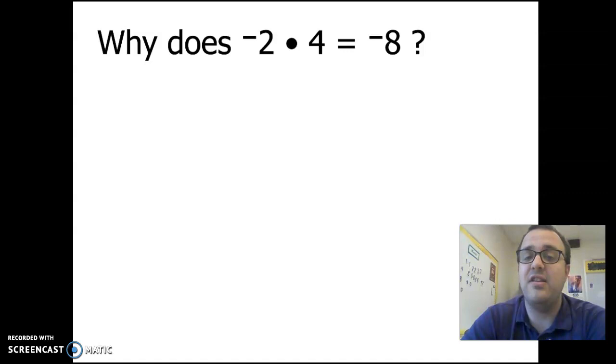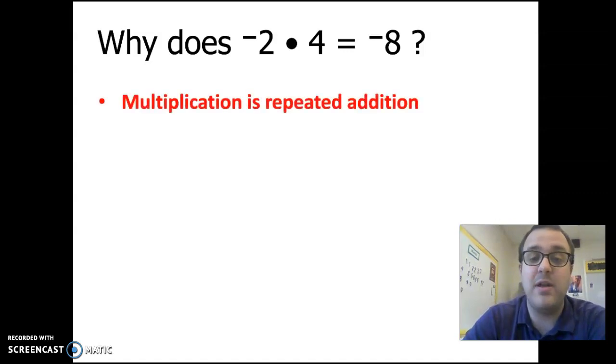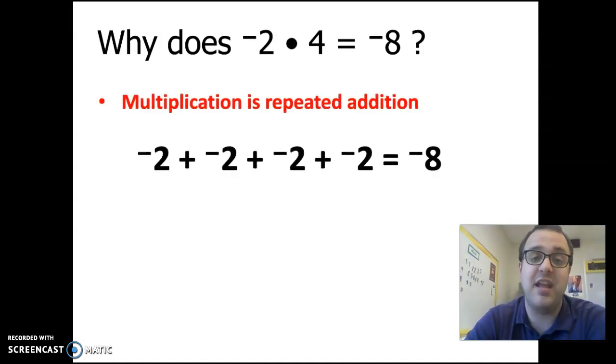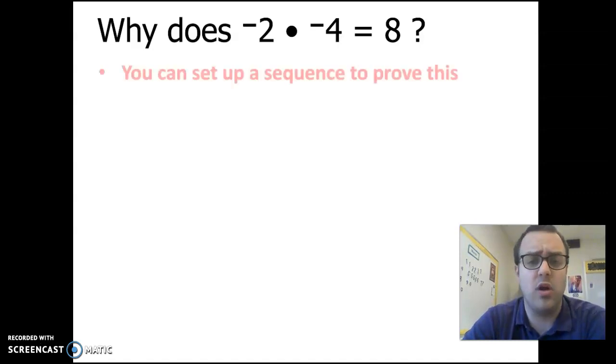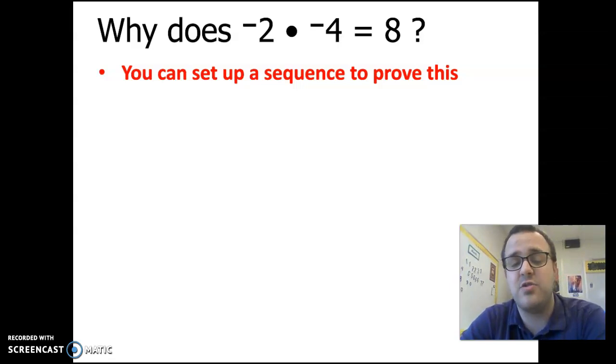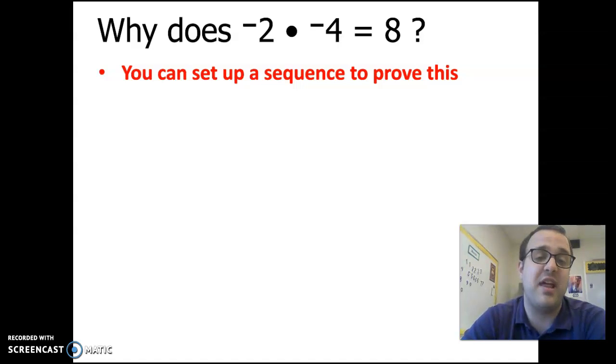So then when we say, why does negative 2 times 4 equal negative 8, we can use that same logic, okay? In this case, it's negative 2, negative 2, negative 2, negative 2, which equals negative 8. So then why does negative 2 times negative 4 equal 8? Okay, well, that one doesn't quite work into that definition we're using before. So what we can do instead is think of a sequence that we can set up that'll help us get to that answer.